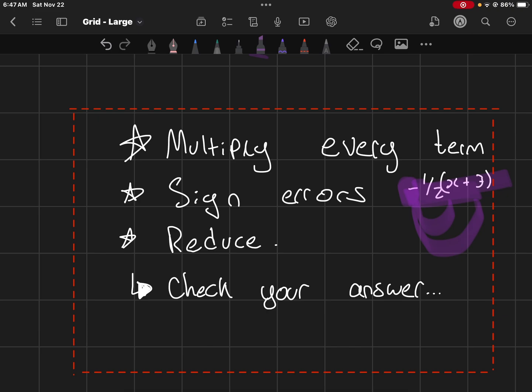Now, another time, some people just don't check their answers. And although this is fine because it's an optional step, it's better to substitute your answer into the original equation to see if you got it right or wrong.